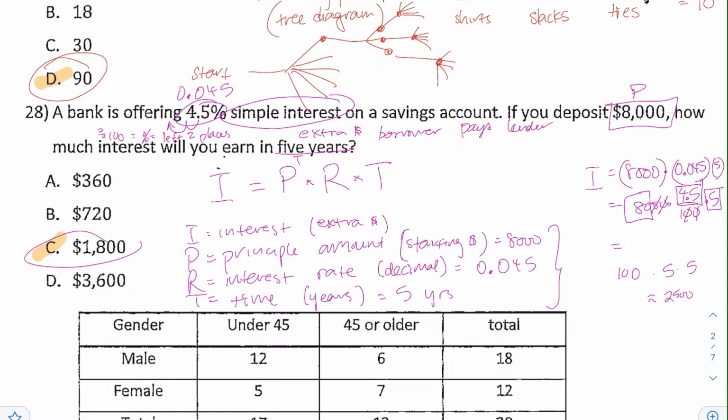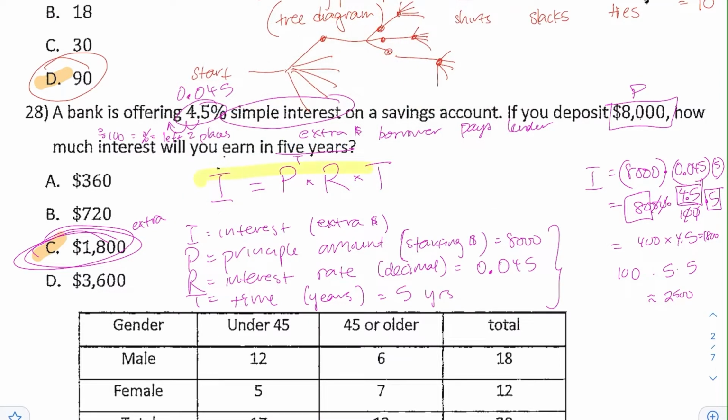And choice C is less than that because we did round up. If you do multiply 80 times 5, that would be 400 times 4.5. And if we do 400 times 4.5, you get exactly $1,800. So that would be choice C. There will be an extra $1,800 in the bank account after 5 years if you are earning 4.5% simple interest.